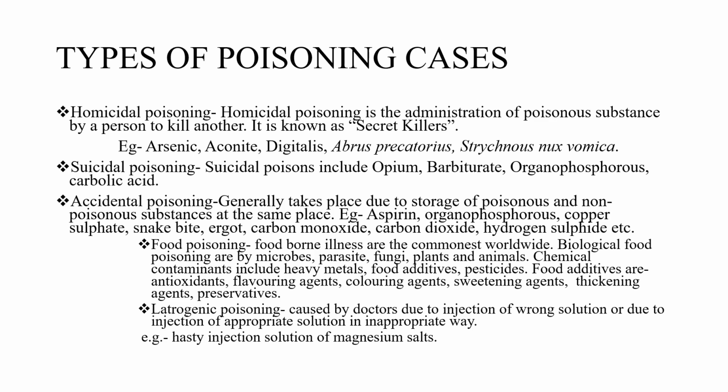Biological food poisons are by microbes, parasites, fungi, plants, and animals. Chemical contaminants include heavy metals or food additives, pesticides. Food additives are antioxidants, flavoring agents, coloring agents, sweetening agents, thickening agents, and preservatives. So there are various plant and chemical products which are given in the food to keep it for a long time, like the food additives.